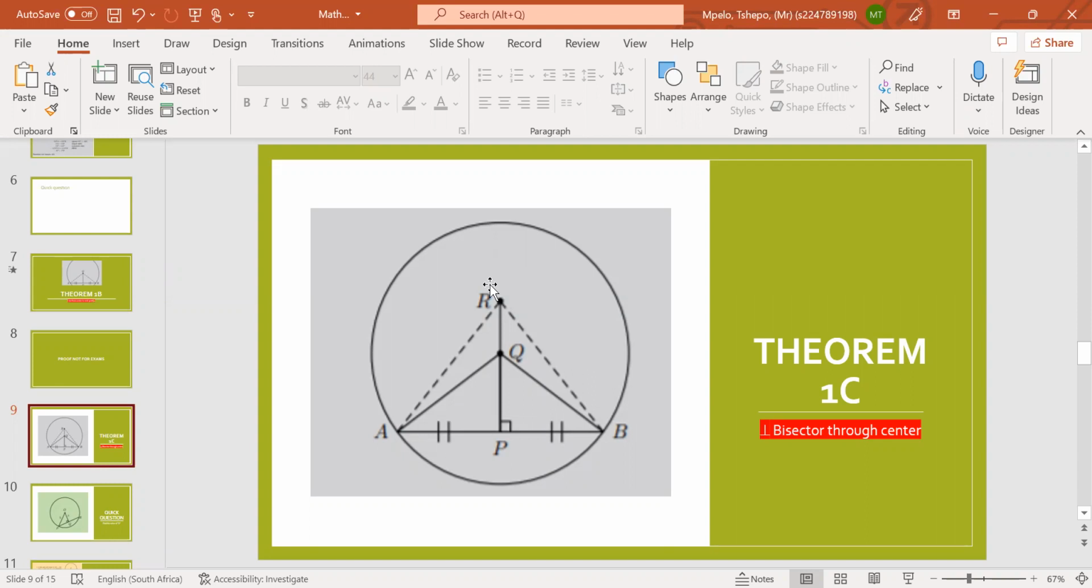However, you are told the line RP is perpendicular to the chord and also it bisects the chord. Imagine, what can you conclude according to the two theorems that you have learned already?